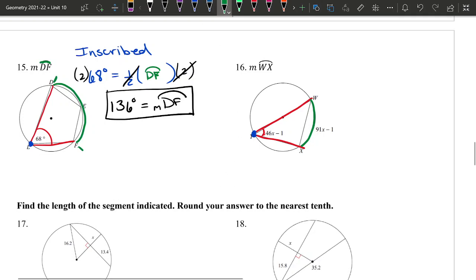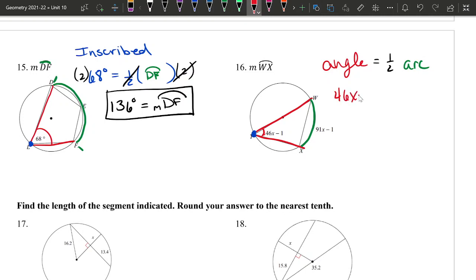So we can set this up as the angle is equal to half of the measure of the arc. And I can plug in the information. 46x minus 1 is equal to half of 91x minus 1.